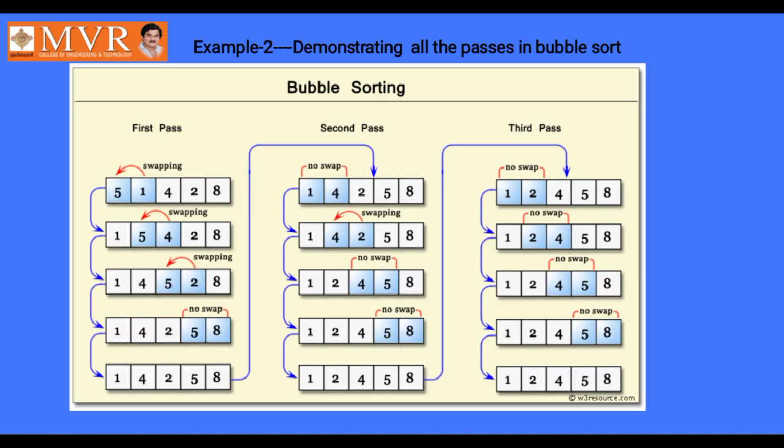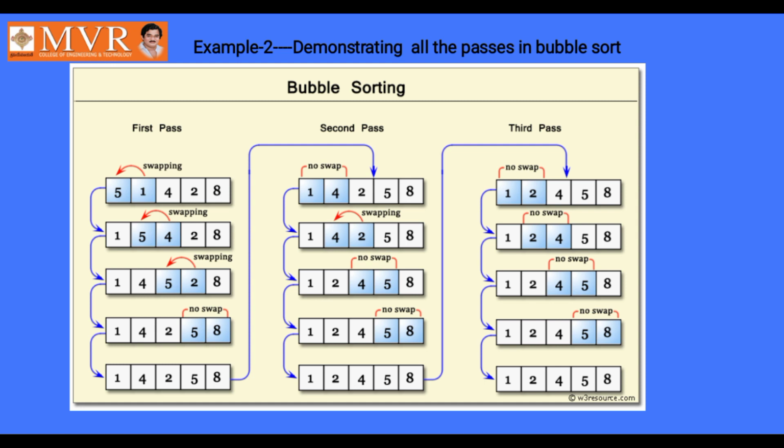Next, example 2, demonstrating all the passes in bubble sort technique. Here is an example which demonstrates all the passes in a bubble sort technique. Here my list of elements are 5, 1, 4, 2 and 8. In the first pass, I compared 5 with 1. 5 and 1 are not in ascending order, so I perform the swap. After swapping, 1 goes to the first position and 5 goes to the second position.